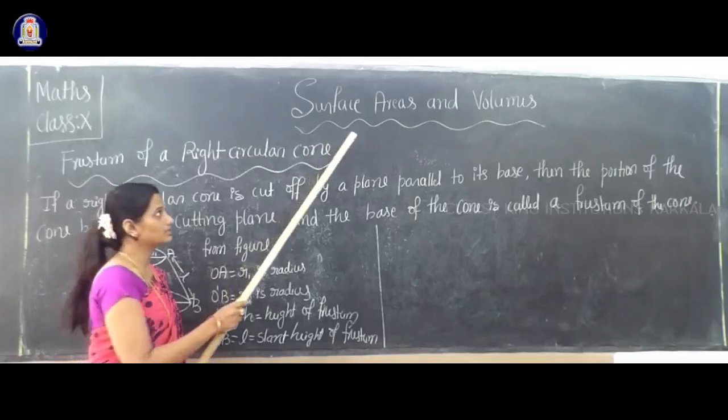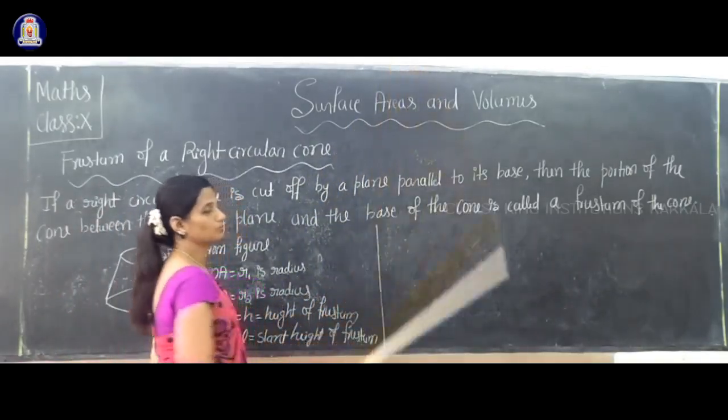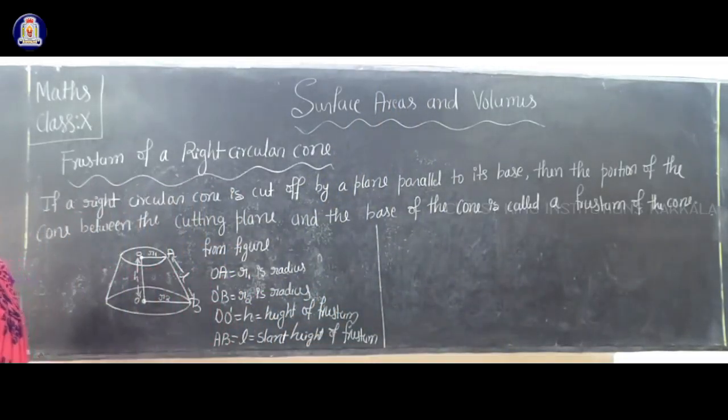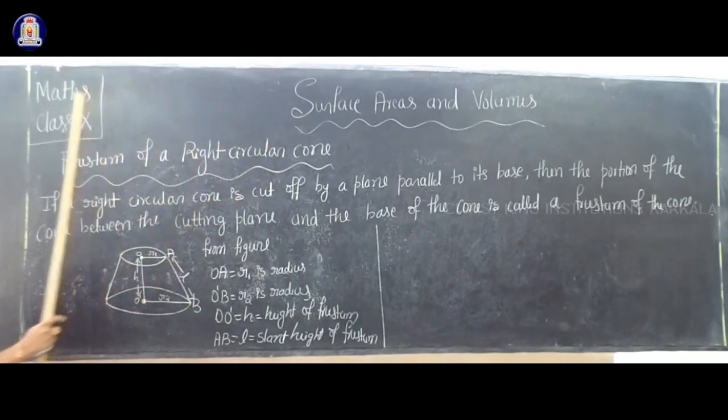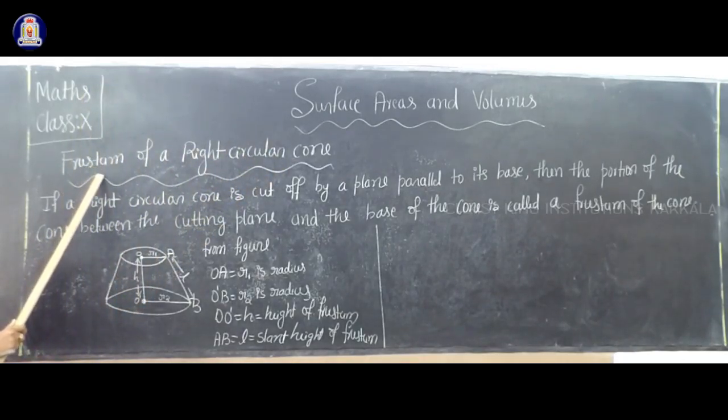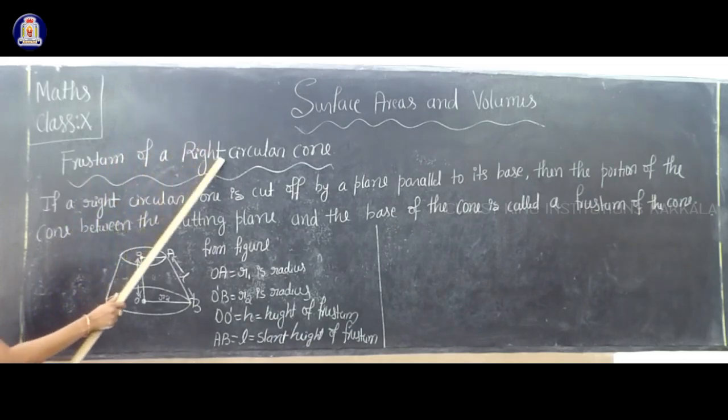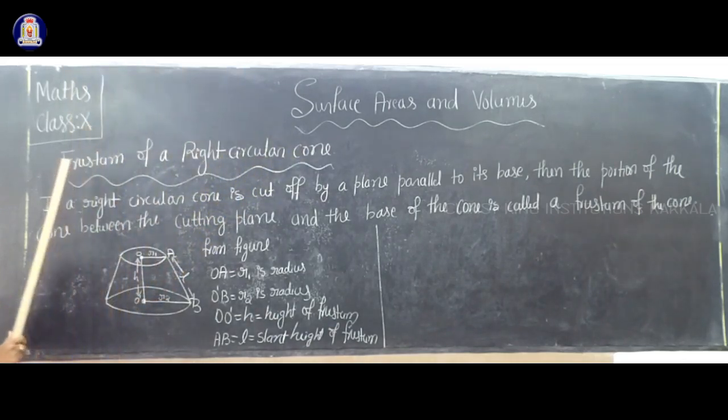Next chapter is surface areas and volumes. In that, first, the frustum of a right circular cone. So we will discuss the frustum of a right circular cone. This is a new concept to you, the frustum of a cone, correct? So what is this frustum of a cone?